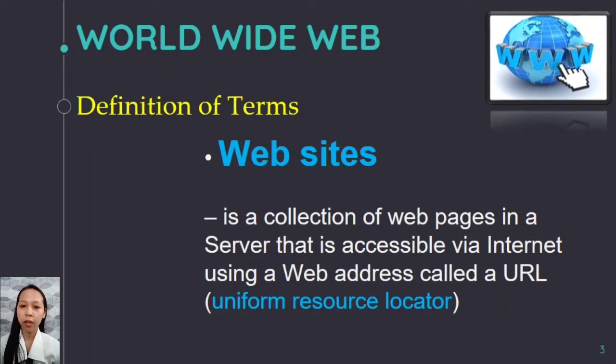The first terminology that we're going to define is the website. So what is a website? A website is a collection of web pages in a server that is accessible via internet using a web address called a URL or Uniform Resource Locator. Amazon.com and Wikipedia are examples of websites.